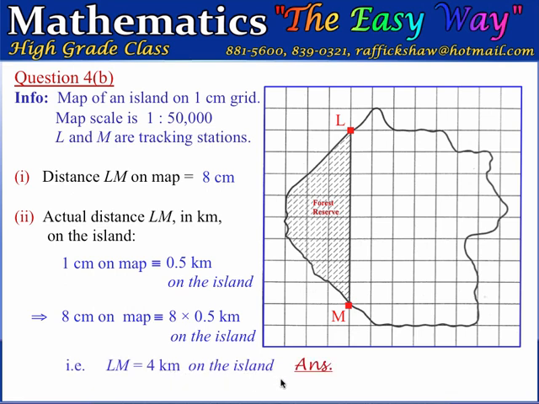We could also use the fact that 1 centimeter on the map represented 0.5 kilometers on the island. And so each grid would be equivalent to 0.5 kilometers. So we would have 0.5, 1, 1.5, 2, 2.5, 3, 3.5, 4. And so you could deduce that the actual distance between L and M on the island is 4 kilometers by counting grids on the map. In any case, the distance on the island between L and M is 4 kilometers.